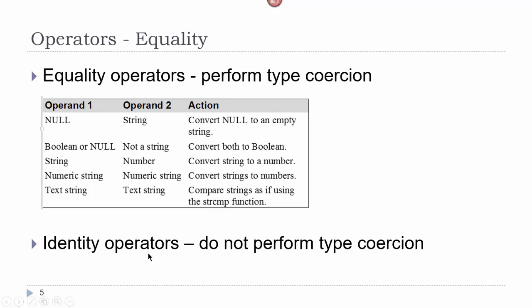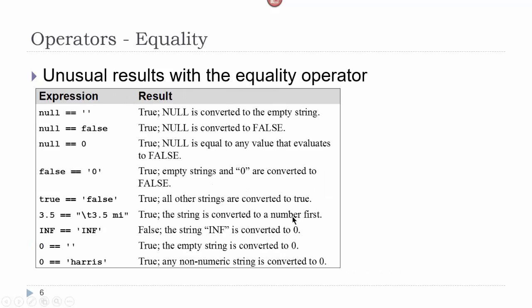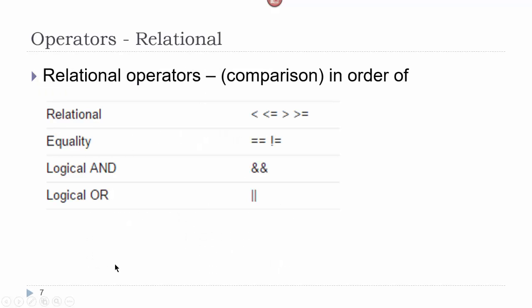The identity operators do not perform type coercion because we are comparing the type in addition to the surface value of the variable. There are some unusual results that can occur with this equality operator, and you can look at these in the book. Relational operators.